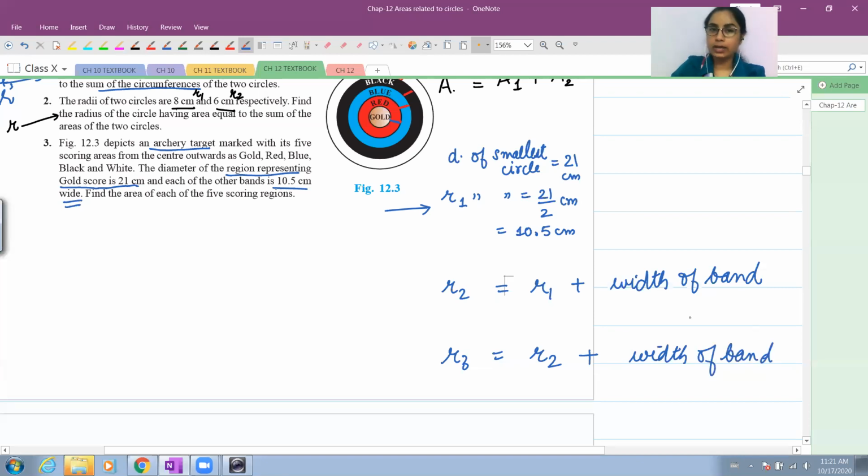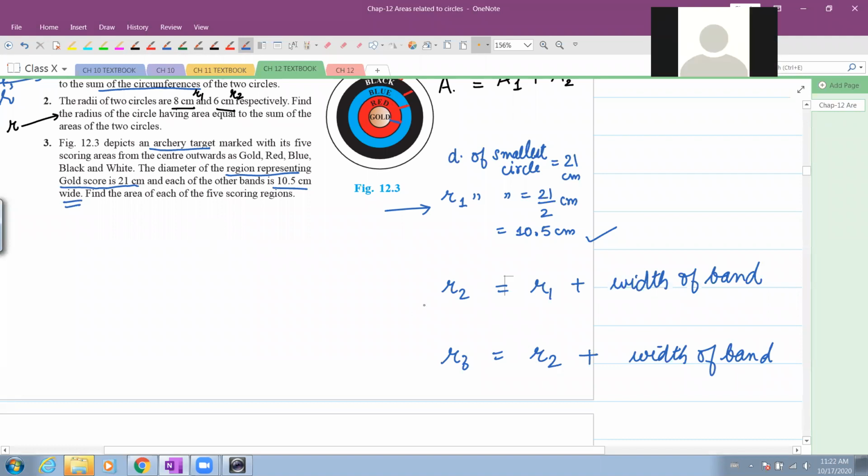Our radius is increasing. The inner radius, the smallest one, is 10.5. Then the boundary increases a little, so the radius increases further by 10.5, and that radius also increases further. You have to keep going in the form of an AP actually. You will find the radius like an arithmetic progression, with the width of the band being the common difference. Does that make sense, how the radius will be calculated?